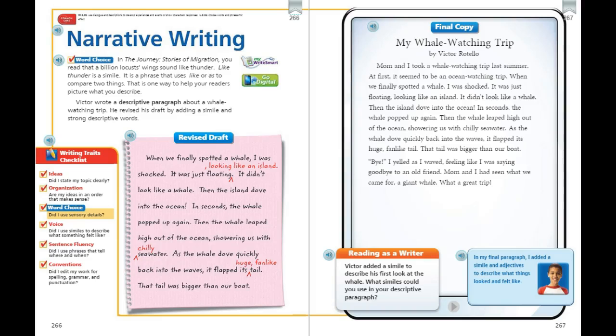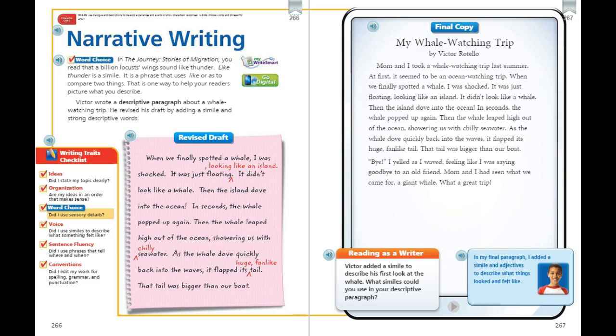Today we're going to revise and proofread our descriptive paragraph and make a final copy. Writers sometimes use similes, like we talked about, to help readers picture what they're describing. A simile will compare how two things look, sound, feel, or taste.